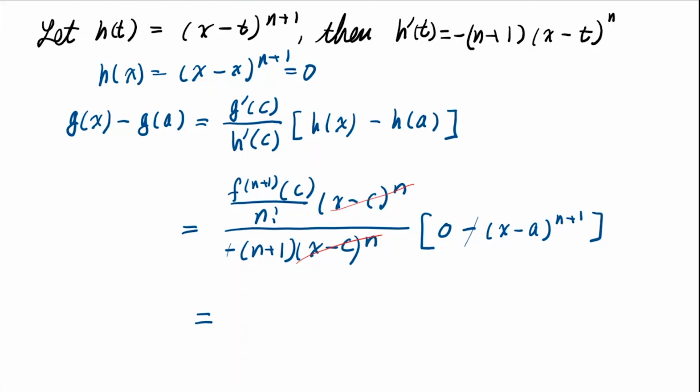Oh my God. So what we have is f n plus 1 evaluated at some c, over, okay, how do you simplify this factorial and this? Is it just n plus 1 factorial? Yeah. This is n plus 1 times n factorial, which is this. Negative signs canceled out. X minus a to the n plus 1 power. And this is the Lagrange remainder as you know it.